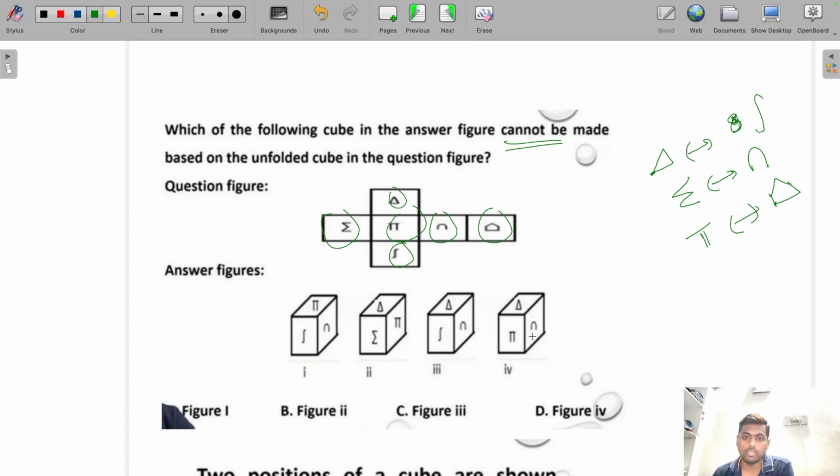If you see the options very carefully, here pi is coming from the third row, and this triangle is coming from the first row, and this comes from the second row, so this is possible. And this one is coming from the first row. If you see here, this is coming from the first row, and again this triangle is coming from the first row, so that's why this is not possible. So figure 3 is the correct answer.